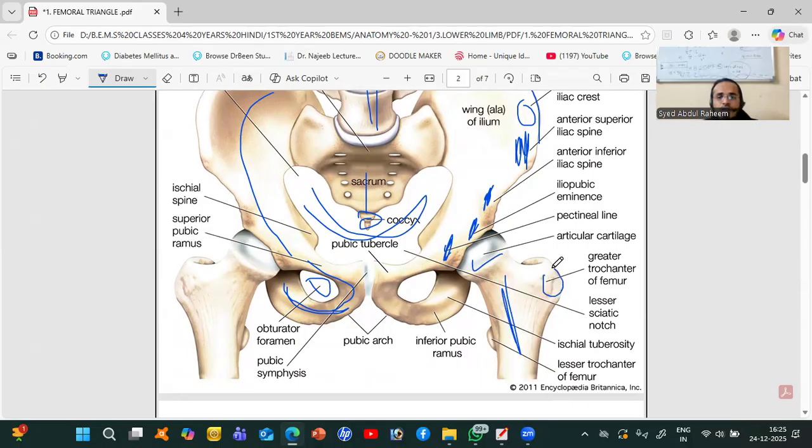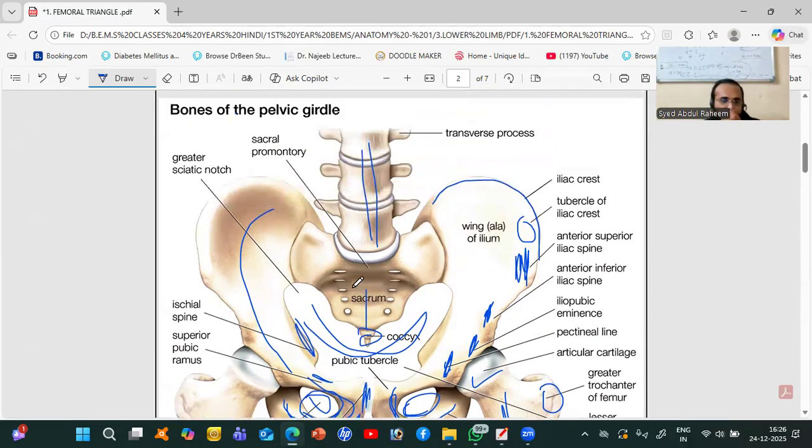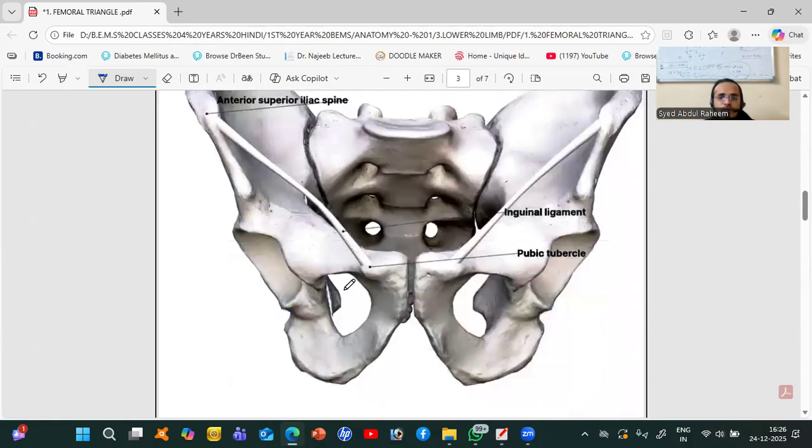In that, we have to remember the greater trochanter of the femur and the lesser trochanter of the femur. This is the pubis. Ischium, pubic, ilium. This is the pubic symphysis, which I already told you. This is the obturator foramen. This is the ischial spine. This is the superior pubic ramus. This is the pubic symphysis. So all these are names we have to remember.